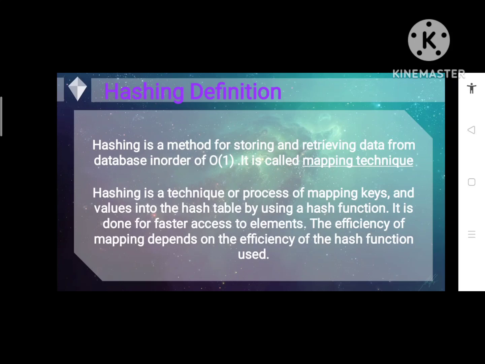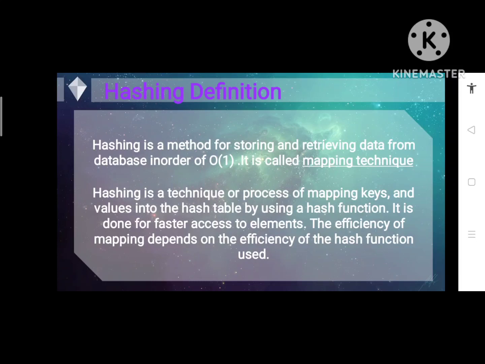Let's get to the hashing. What is hashing exactly? How does hashing work exactly? Hashing is a technique or process of mapping keys and values into a hash table by using a hash function. You need to know what mapping keys are. We're going to study mapping keys, hash table and hash function in future slides, in the hashing terminologies.